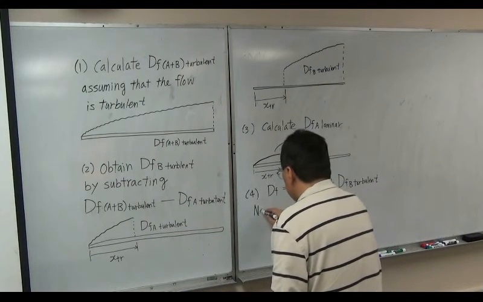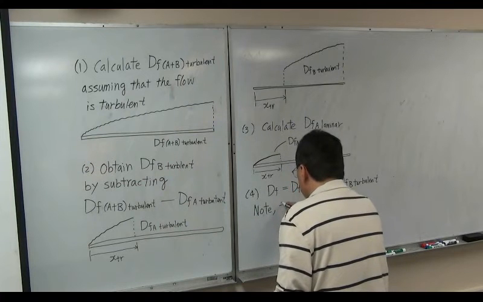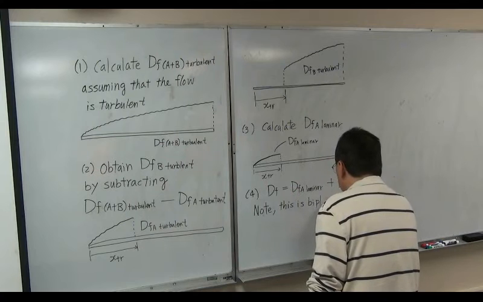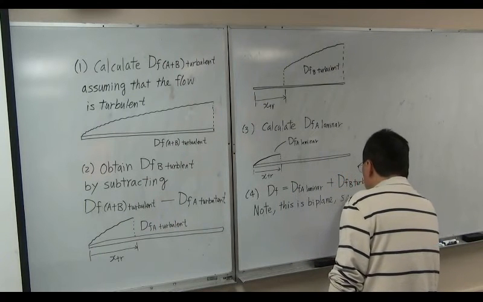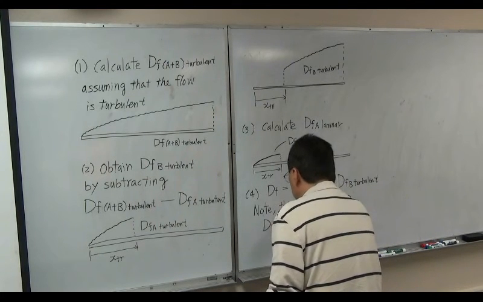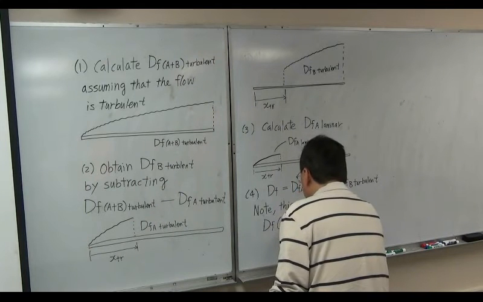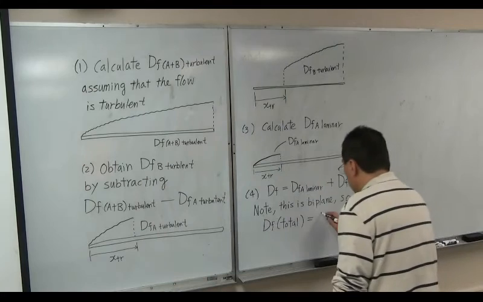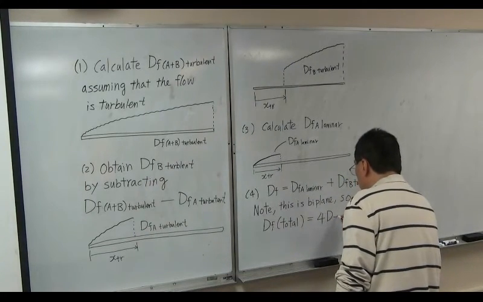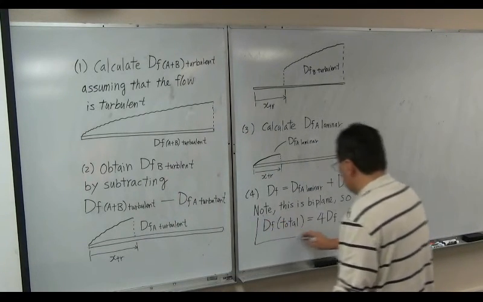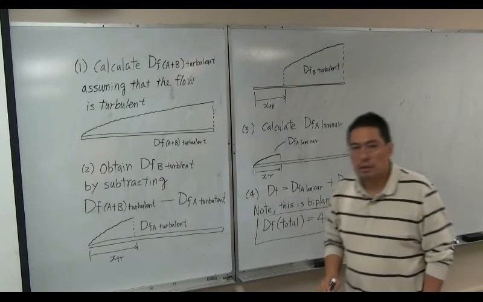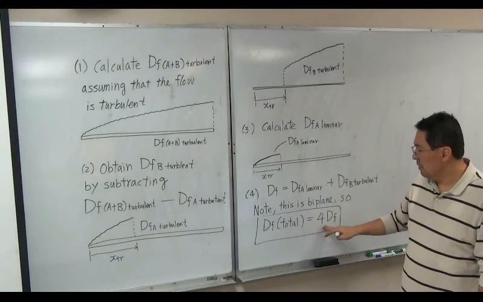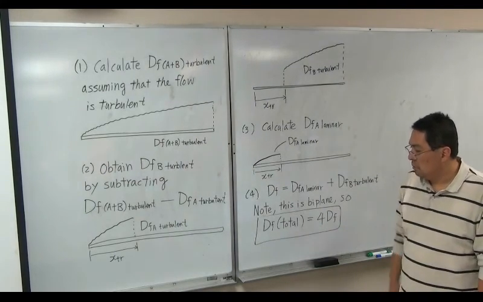Note, this is biplane. So, skin friction drag total is actually not twice of it, this is 4 times dF. Because you have 4 surfaces. 1 wing, 2 wing, top, bottom, top, bottom. So total 4 surfaces. So you need to multiply by 4 to have a total skin friction drag.